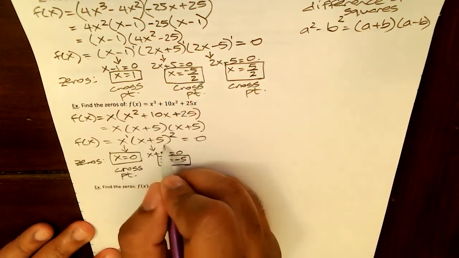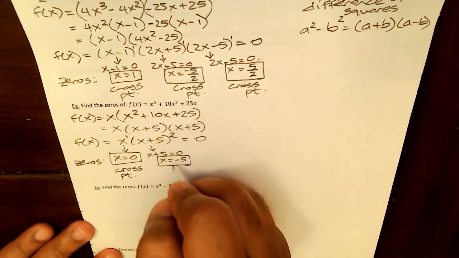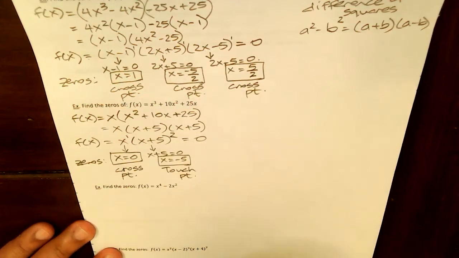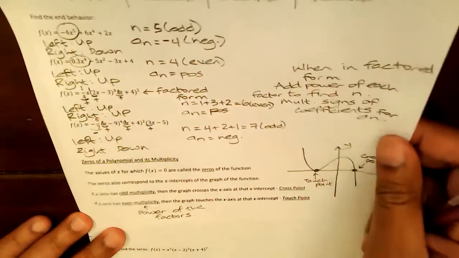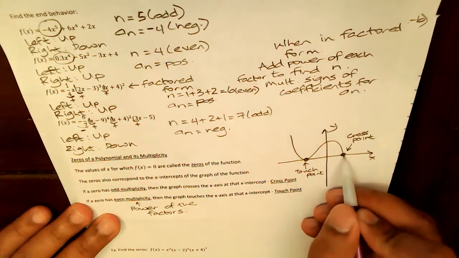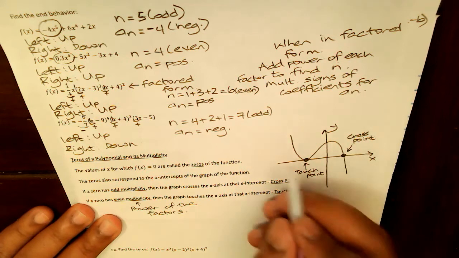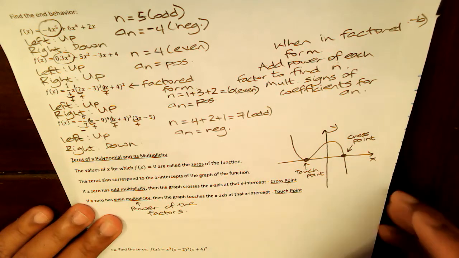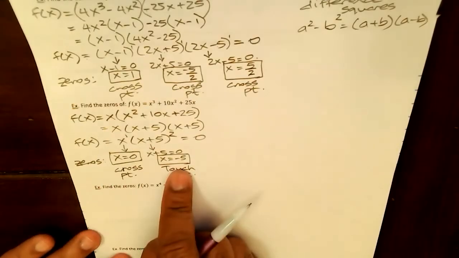The second factor was x plus 5 squared, so the power is 2. The multiplicity is an even number. Whenever it's an even number, that tells me that on my graph, the 0 is going to be a touch point. And again, let me remind you what I mean by being a cross point or a touch point. A cross point means the graph goes through the x-axis, so it's crossing the x-axis, whereas a touch point is a situation where the graph is going to touch the x-axis and then turn right back around. So that's what we have here. In this example we just did, we have one of each.